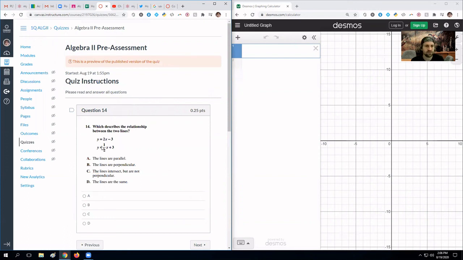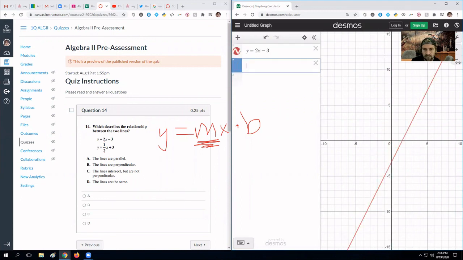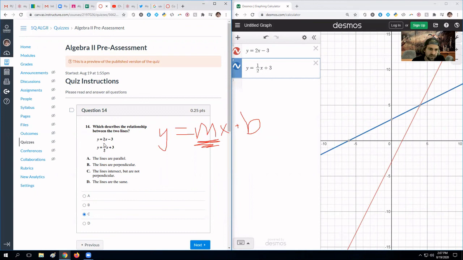All right, which describes the relationship between the two lines. If we remember equations of lines, if they start out y equals, that is what's called slope-intercept form, where y equals mx plus b. The only number that we want to worry about here with the relationship is the m, the slope. So we've got 2 and 1/2. What we could do is graph these. Maybe now is the time where we go ahead and look at y equals 2x minus 3, and then y equals 1/2 x plus 3. If we look at just the graph, we see those lines are not parallel, they're not perpendicular. They do intersect, but if we look at the slopes, for them to be perpendicular, they have to be opposite reciprocals, meaning one would have to be negative and the other positive. So it's neither. The answer would be C.